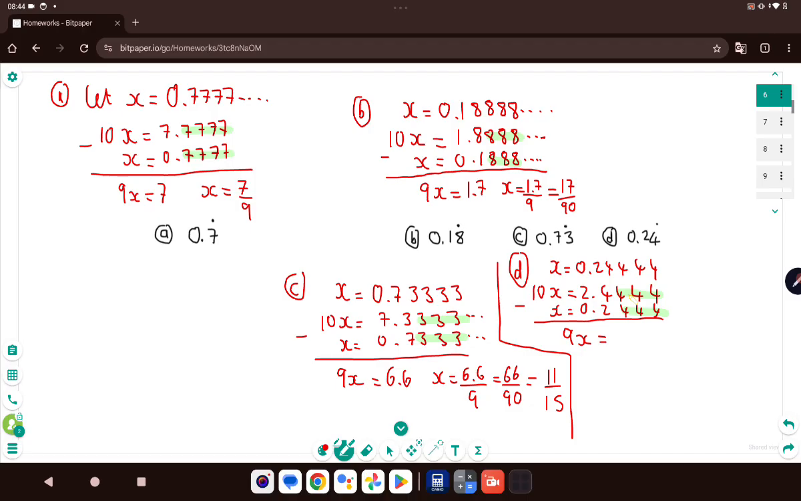Okay, so from this 4 onwards, 2.4 take away 0.2 is 2.2. Divide both sides by 9. Multiply both by 10. And let's check if it simplifies on your calculator. Yes, to 11/45.